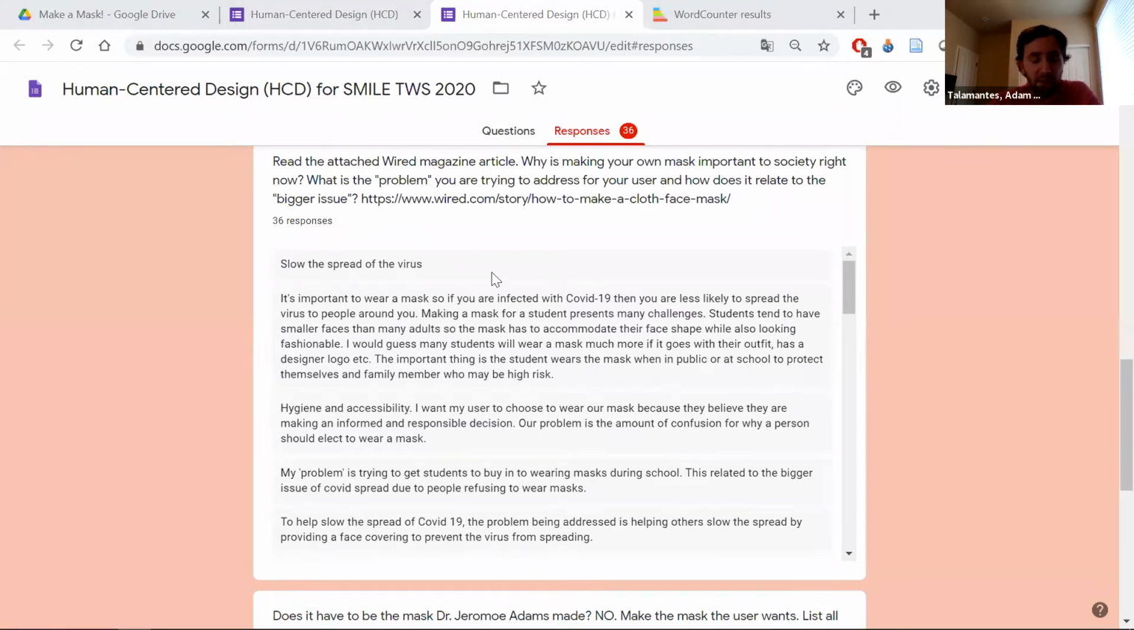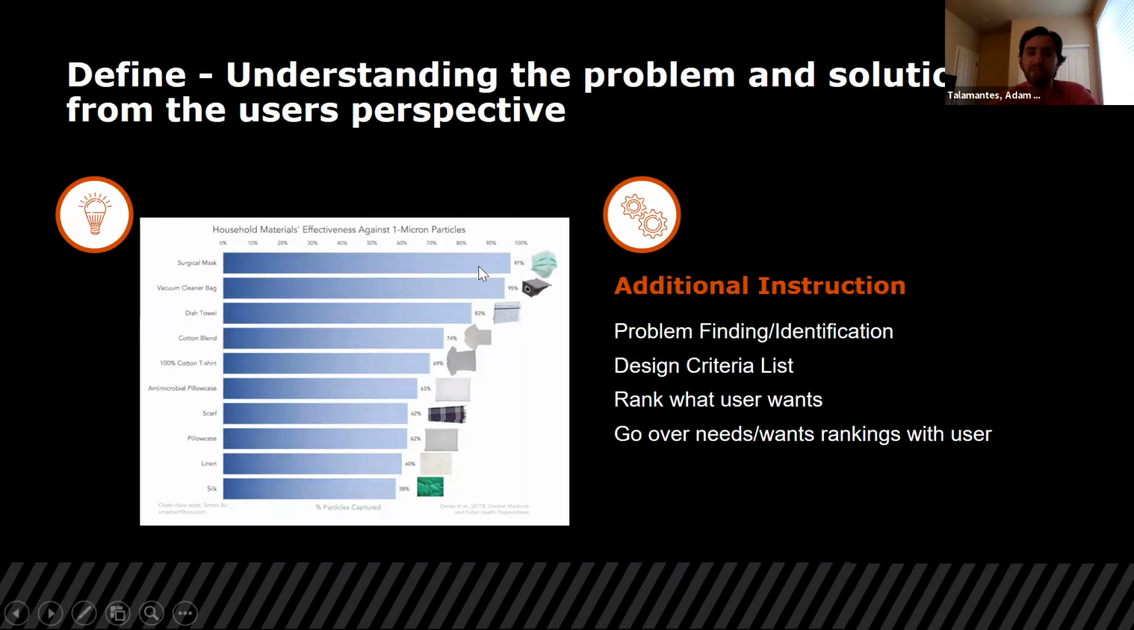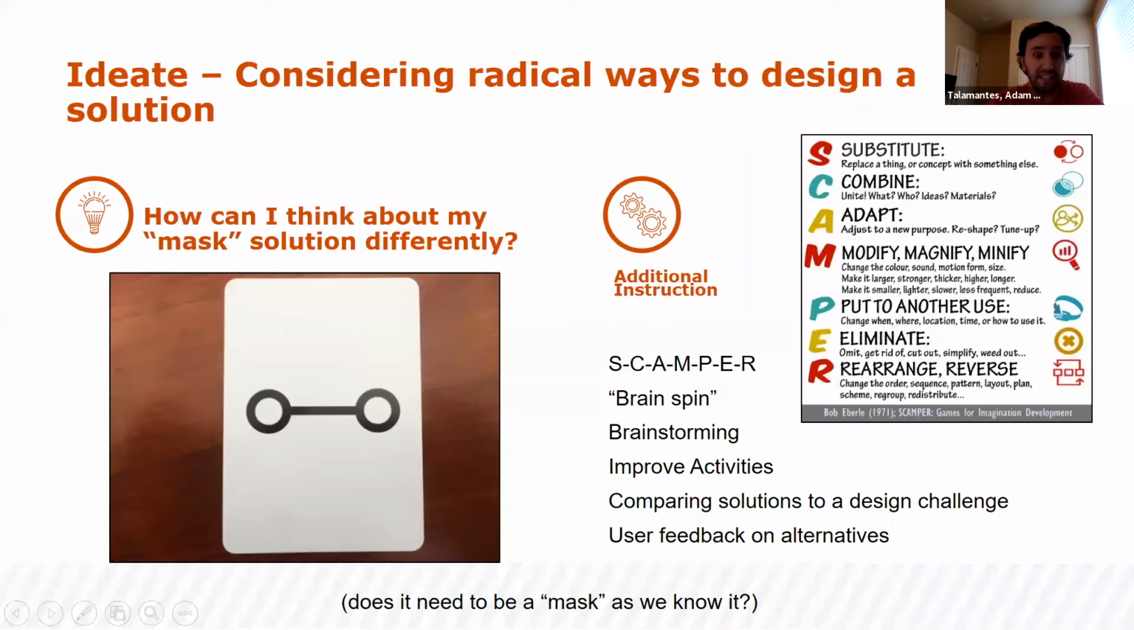So that is the problem that we're defining. And here I was able to do some additional research. So you might think about what are the others that they're using. So I saw interesting things like a vacuum cleaner bag. That'd be interesting. Cotton t-shirt, antimicrobial pillowcases, scarves, linen, silk. All right, so those are all things that we could use to help stop the spread. It's something that we want.